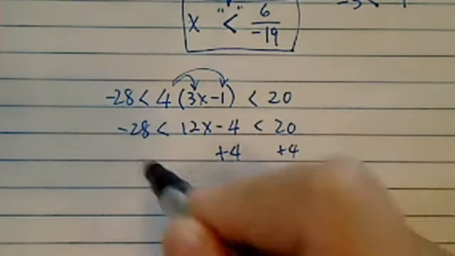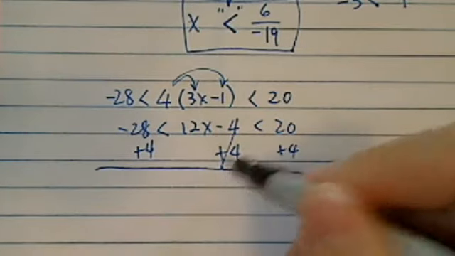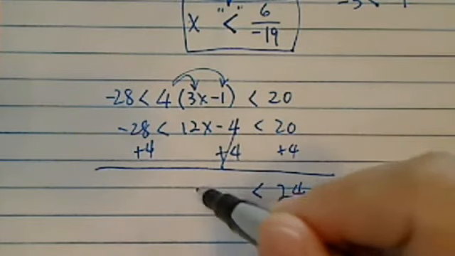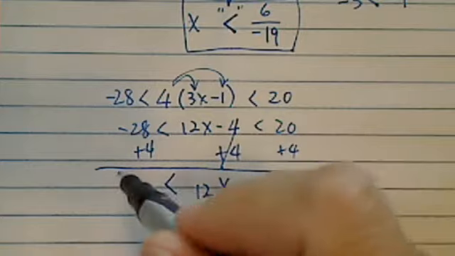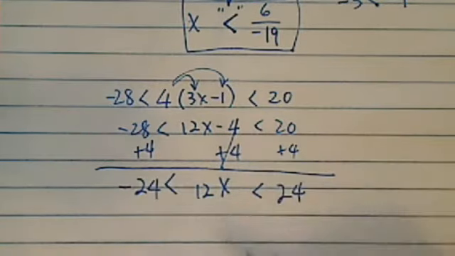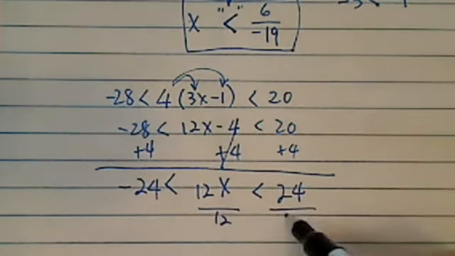I'm going to move all the numbers off. Okay, so this one is off. This is 24. And then here's 12x left in between. And then here's 24, minus 24. I'm going to divide it by 12.